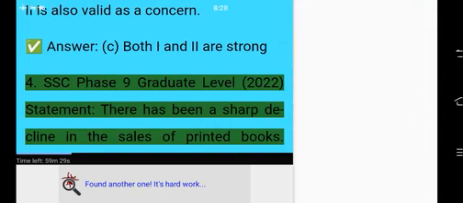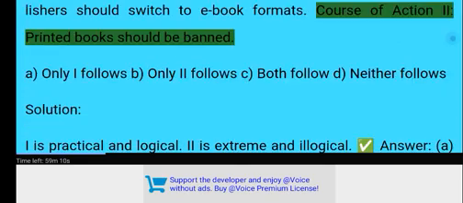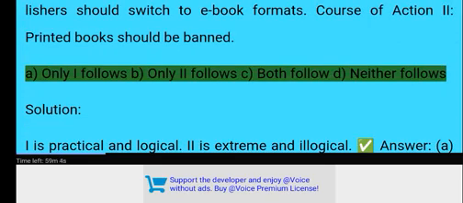Statement: There has been a sharp decline in the sales of printed books. Course of action 1: Publishers should switch to ebook formats. Course of action 2: Printed books should be banned. A. Only 1 follows. B. Only 2 follows. C. Both follow. D. Neither follows.